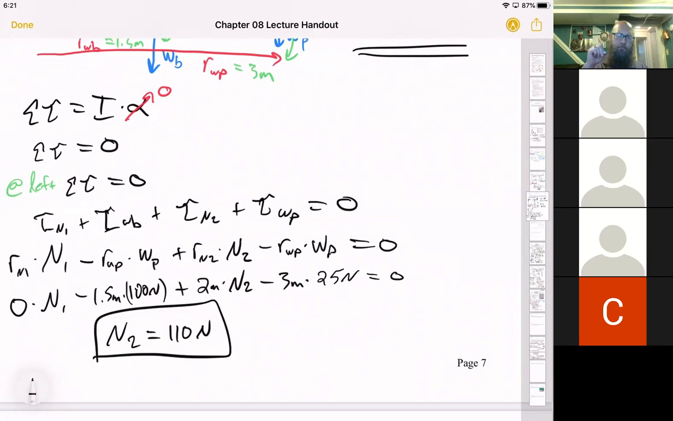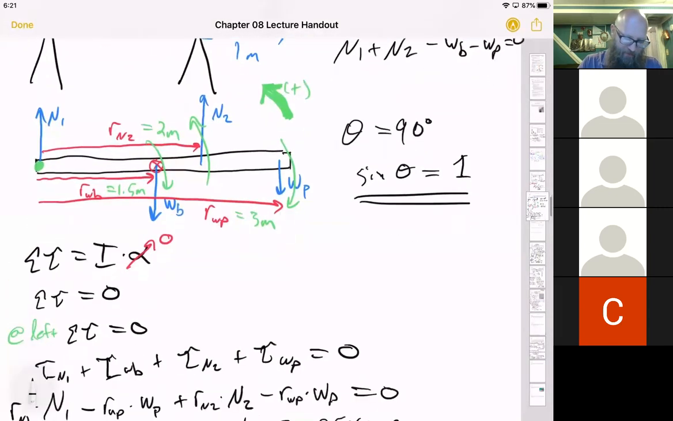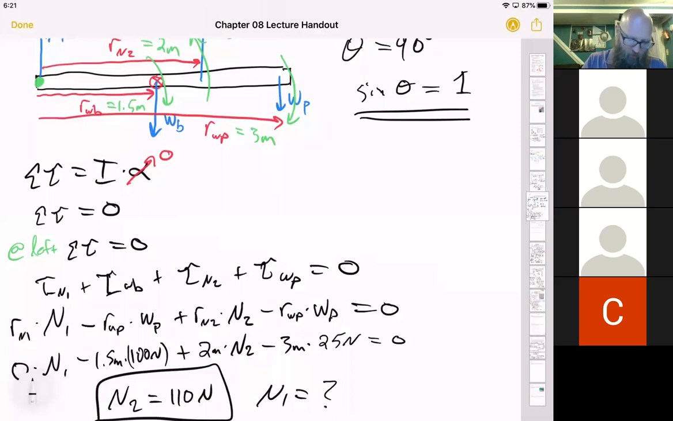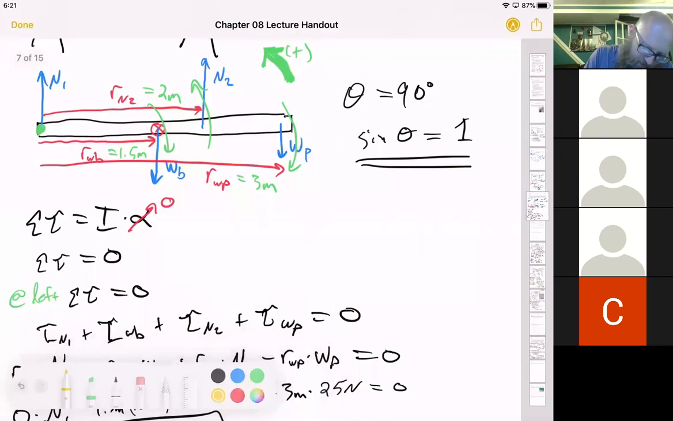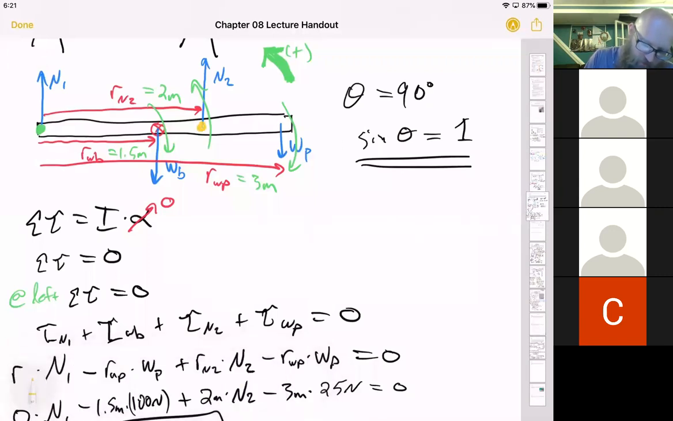Questions about that? So that's not the full answer, right? The full answer is what's normal 1 and normal 2. And then there's another part to the problem, but I'm not going to do that one right now. So what is normal 1 then? Well, I could do exactly the same thing I just did, but move the axis of rotation. Let's choose a different color. I could put the axis of rotation here, right? That will zero out normal 2 and let me solve for normal 1.